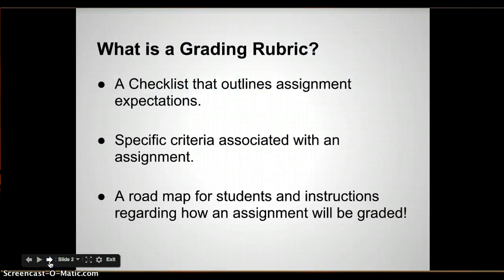What is a grading rubric? Well, basically, a grading rubric is a checklist that outlines the assignment expectations and how your instructor is probably going to be grading you on that particular assignment. It will list specific criteria that is often associated with an assignment, and also a points value system, and/or whether or not you have met, exceeded, or did not meet expectations in particular areas of the assignment. So it functions kind of as a roadmap not only for students but also instructors. And it allows both students and instructors to have a better idea of how and why assignments are being graded.